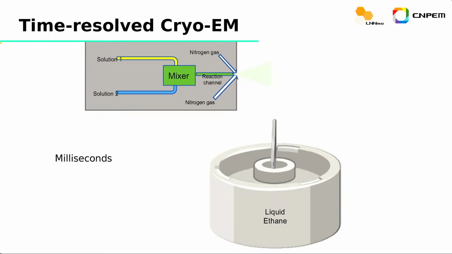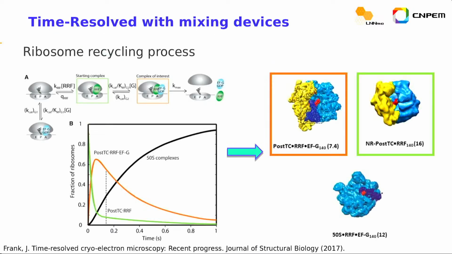Okay? So here's one example of what is being done. For instance, this reaction here is a ribosome recycling cycle. You have these two intermediate steps being formed, and then they disappear. So after 1 second, you don't have these species anymore. But if you go for something like 100 milliseconds, you will have the presence of them, and you could sort them out and process the data and have the structure. And that's being done, of course, for different proteins now.